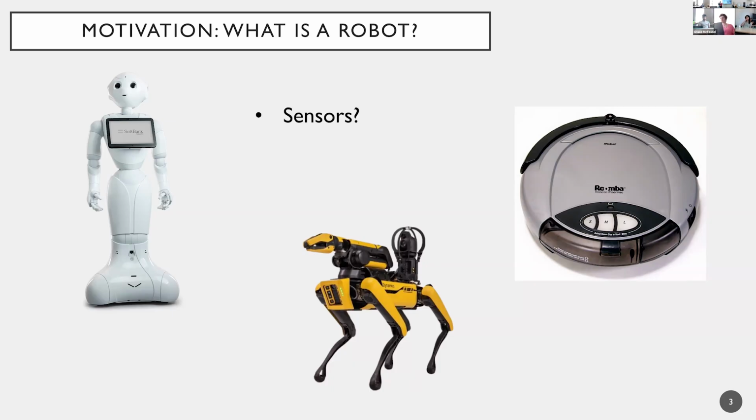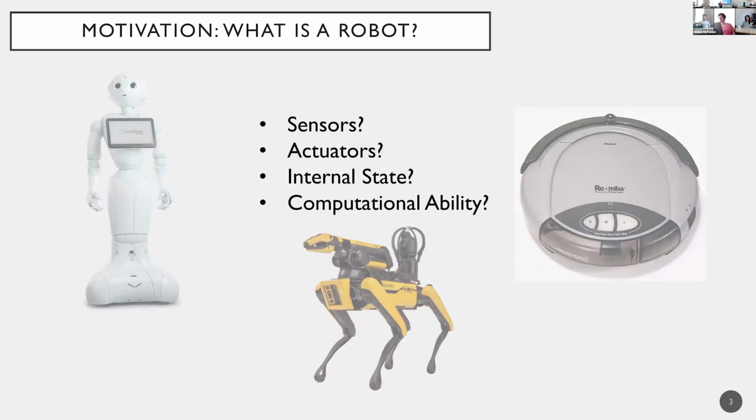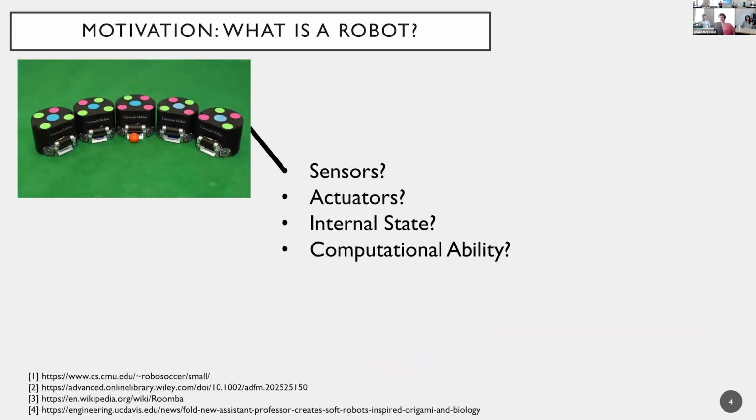Is it that they have sensors and actuators? Maybe it's some notion that they have an internal state of the world. Or maybe it's their ability to perform computations. These all seem pretty reasonable at first glance. But there are exceptions to every category. So if we require onboard sensors, we're going to immediately disqualify many successful multi-agent applications, such as a lot of RoboCup teams, such as this one here, which doesn't quite seem right.